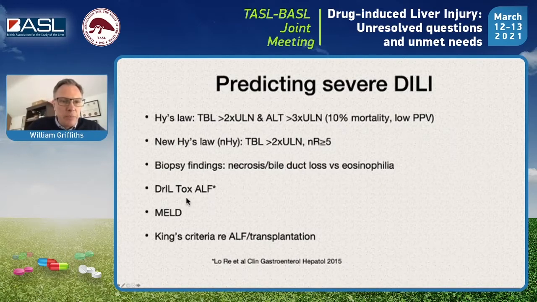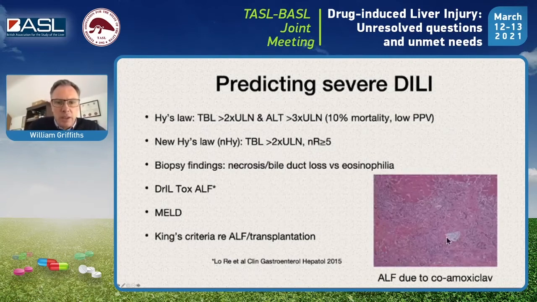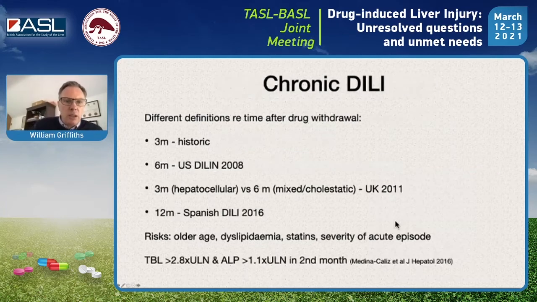There is this TOX-ALF algorithm from the Philadelphia group, which incorporates platelets and bilirubin. And when you're dealing with predicting survival and thinking about emergency liver transplantation in more severe forms, the MELD score is useful for that purpose, as well as the King's College criteria. And this is in fact one of the cases that Guru did describe in his talk. It was a shared patient with acute liver failure due to co-amoxiclav, and this is some explant histology showing really severe hepatocyte necrosis. So that's acute severe DILI.